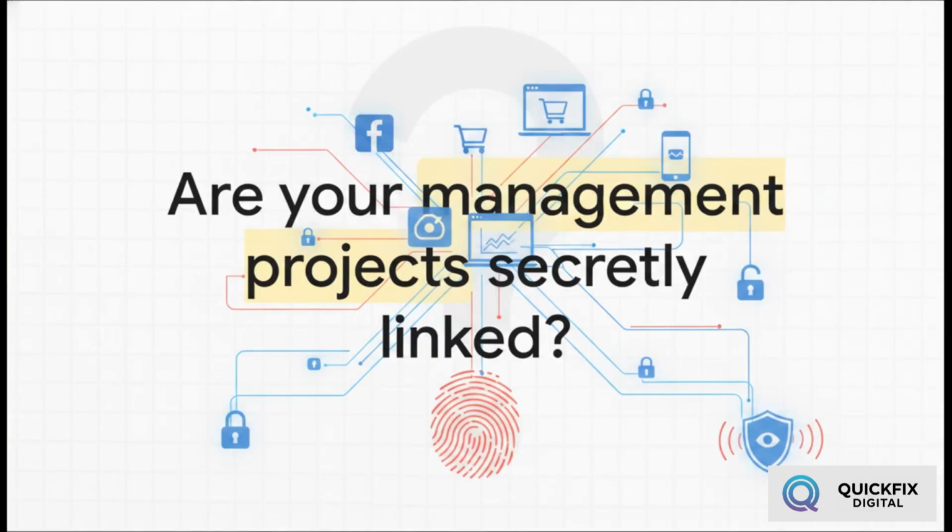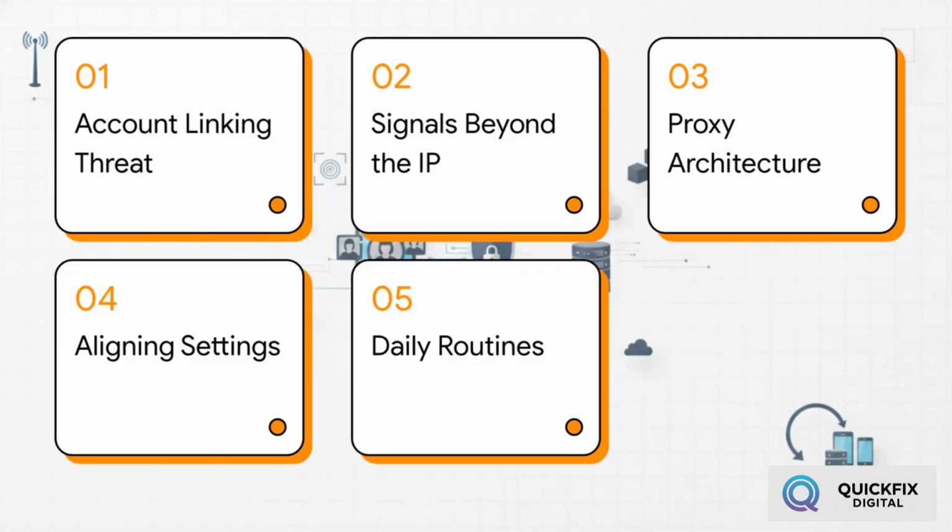Okay, I want you to start by asking yourself a pretty high stakes question right out of the gate. Are your management projects secretly linked? You might be sitting there thinking you're operating entirely separate profiles, but the truth is, account managers face unseen vulnerabilities all the time. Modern anti fraud platforms are, well, they're incredibly sophisticated. They keep track of historical connection trails and they're actively hunting for any structural commonalities across your different profiles. If they find that one hidden footprint, your entire cluster of accounts could get flagged for review, or even worse, completely penalized.